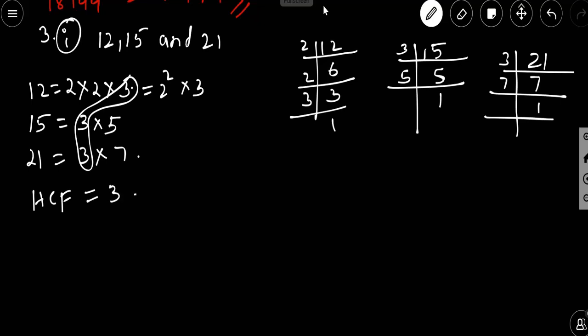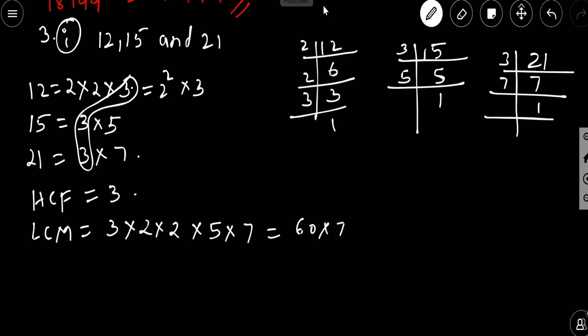Next, what has he asked? He has asked for LCM. LCM is how much here? We have to take the common number, and the common number we write one time. So I will write it as 3, and the left out numbers are 2 into 2 into 5 into 7. So 2 threes are 6, 6 twos are 12, 12 into 5 is 60, 60 into 7: 7 zeros are 0, then 7 sixes are 42. So LCM is 420.